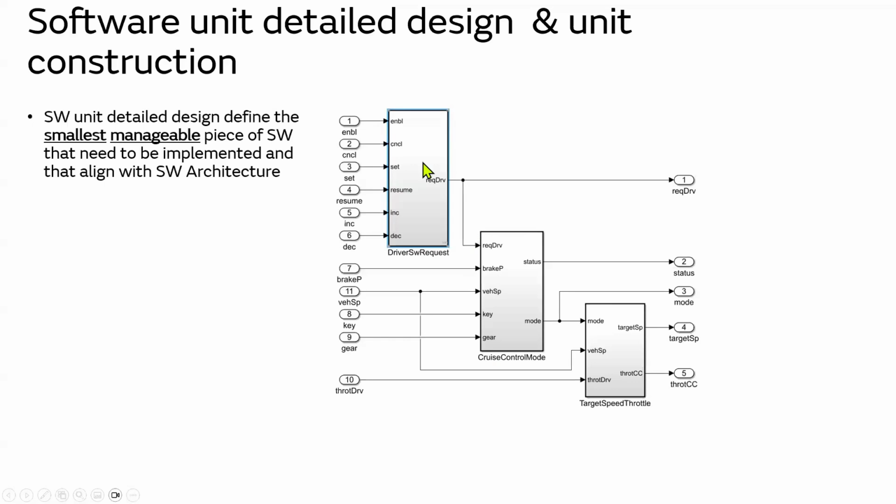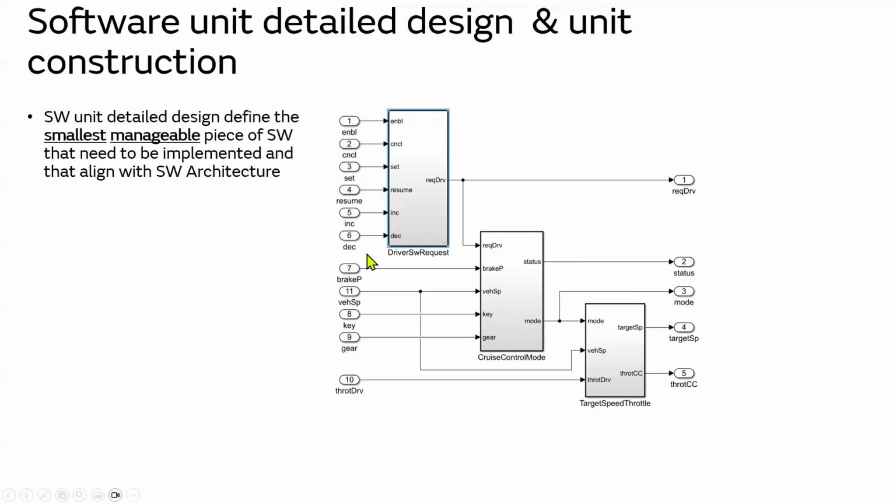The idea is the software architecture will contain multiple software components, which we also call software unit detail design. The software unit detail design is exactly the same as a software component, and together they form the software architecture. Here these are the 3 units, but it could be part of the bigger picture. So the idea is to define the smallest manageable piece of software that needs to be implemented that aligns with the software architecture.